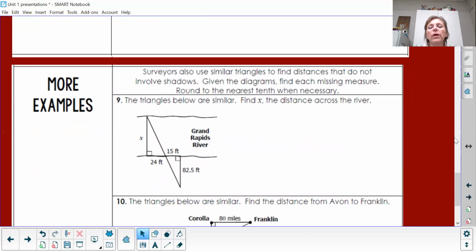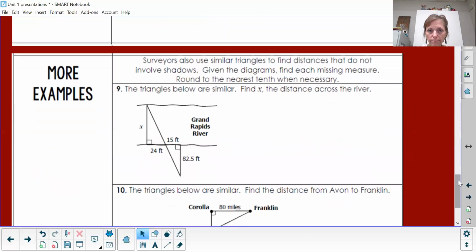Okay, so I assume you have stopped the video, you're working those problems, and now we're going to go back to this one. I'm going to work this one with you, although they're not that difficult. Surveyors also use similar triangles to find distances that do not involve shadows. Given the diagram, find each missing measure, round to the nearest tenth when necessary. Okay, think about this. And by the way, this is a really wide river.